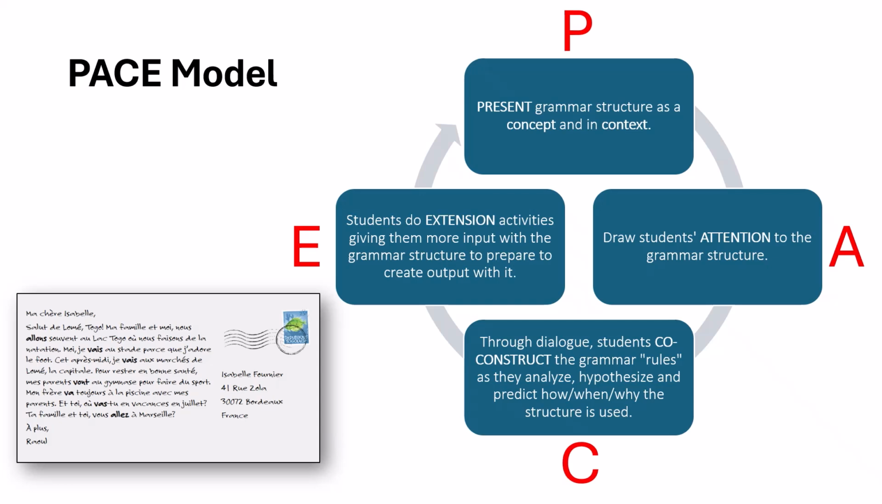C is where students co-construct the grammar rules. So they're coming up with those rules through analyzing, hypothesizing, and predicting how, when, and why that structure is used. The E stands for extension. So this is where we give them extension activities so that they have more input with that new structure so they can build the foundation to then create output with it. And then that cycle continues through.